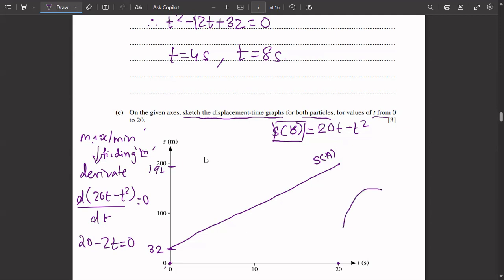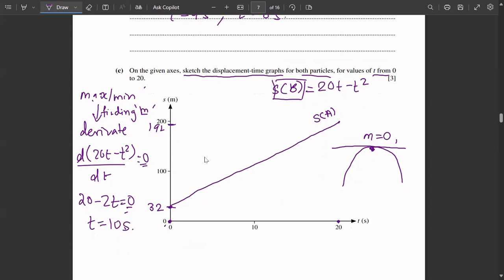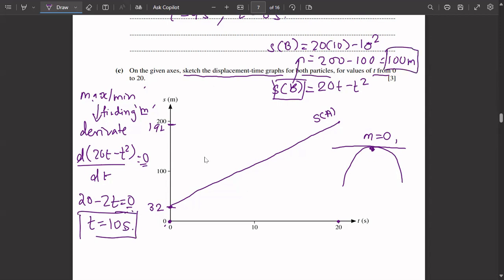Why? Because take this, this is a maximum point. If we draw a gradient, the gradient will be a straight line. So the gradient is 0 at the maximum point. So equating this to 0, t will be equal to 10. And at 10 seconds, what will be the displacement? So displacement of B will be 20(10) minus 10 square. So 20 times 10 is 200, minus 10 square is minus 100, and this is equal to 100 meters. So at time 10 seconds, the displacement is 100 meters.